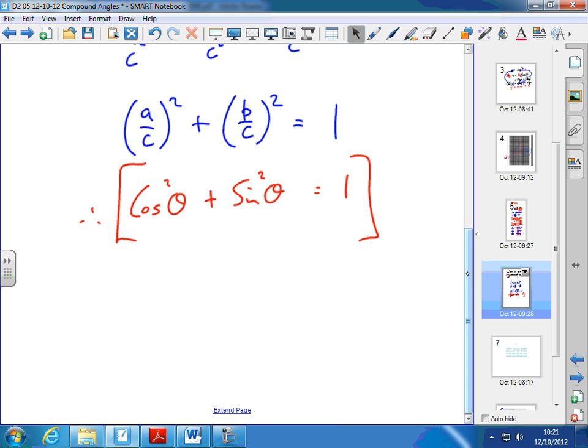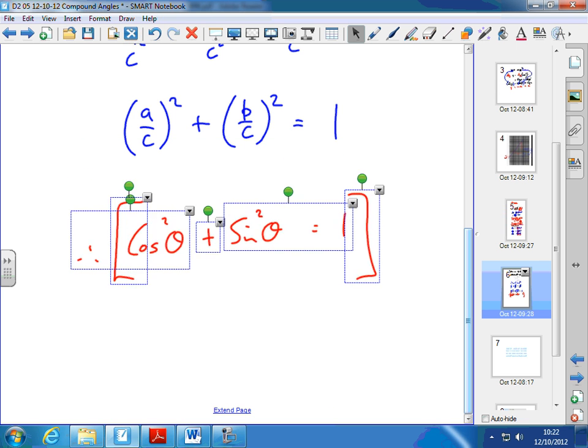And there it is, cos squared theta plus sine squared theta equals 1. And that's the sort of one, if you do this sort of thing, you get to know it. Okay. So those are some trigonometric identities.